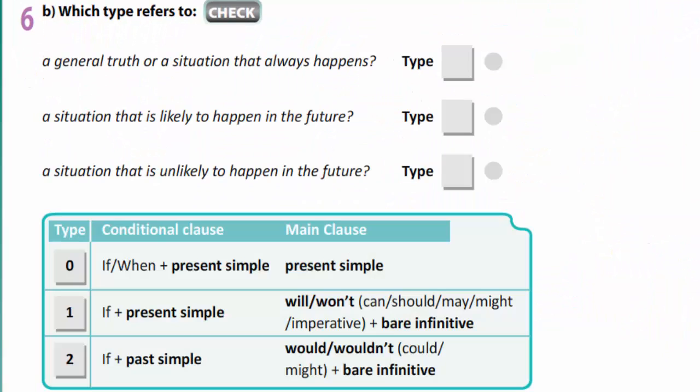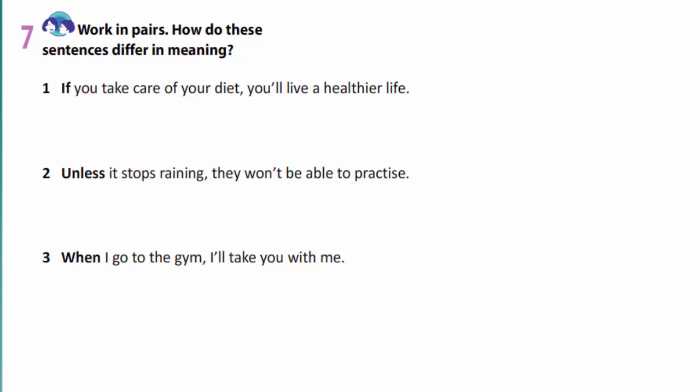And now let's define which type refers to a general truth or situation that always happens. It's zero type. A situation that is likely to happen in the future. It's the first type. A situation that is unlikely to happen in the future. The second type. In exercise 7, you are to define how these sentences differ in meaning.